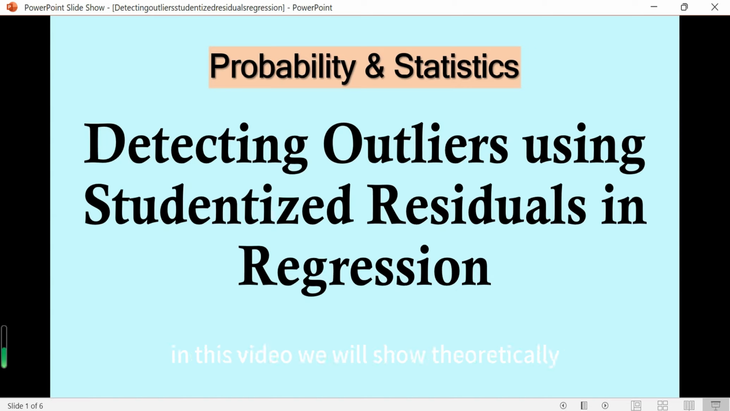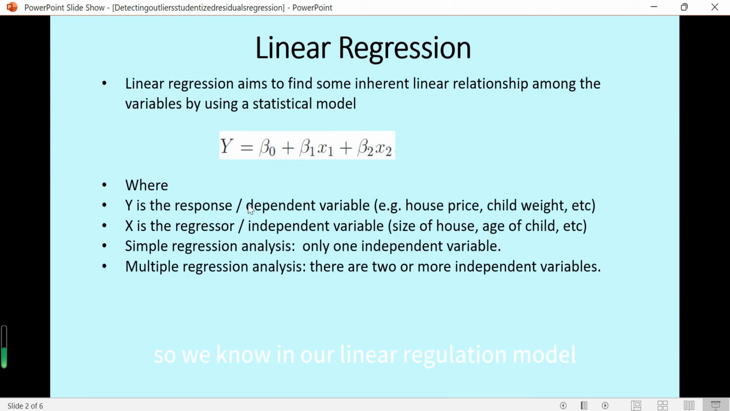In this video, we will show theoretically how to detect outliers in regression using studentized residuals. So we know in a linear regression model, for example, there are two independent variables, x1 and x2, and y is the dependent variable, or observations.